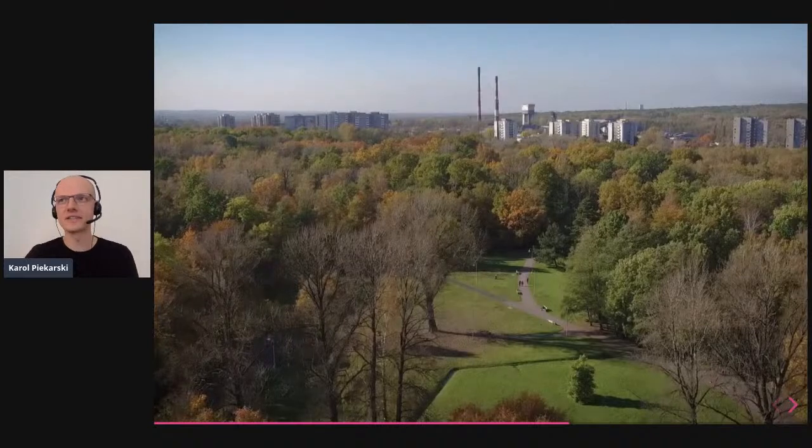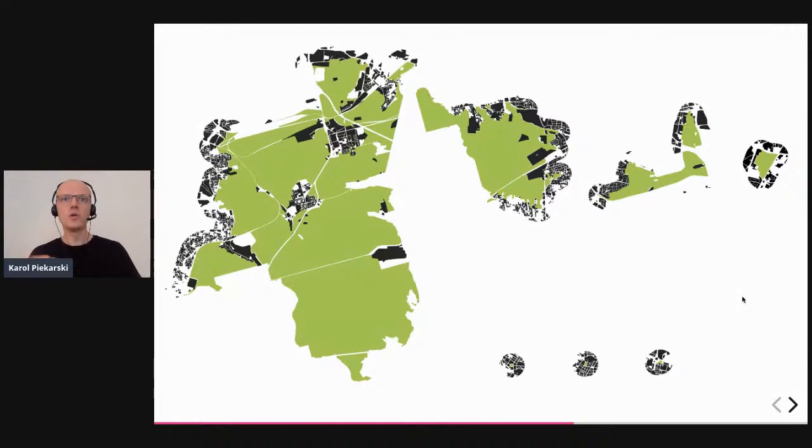So who is right? Is this city gray or green? We decided to give people tools so they could make their own judgments. What we did with our team, we mapped all the green areas in the city in great detail, to check what proportion of the total area of the city is covered by publicly accessible greenery.